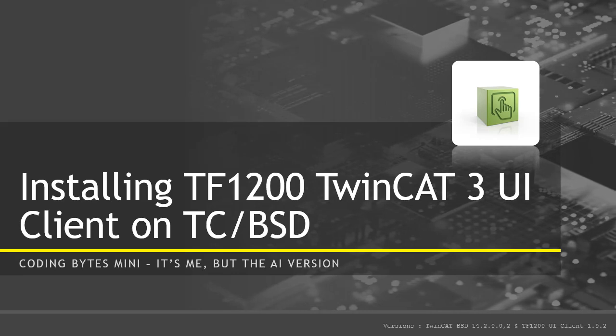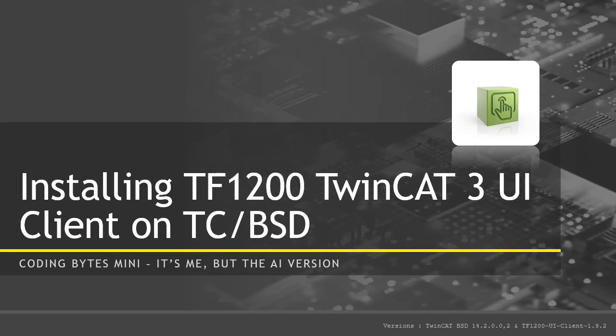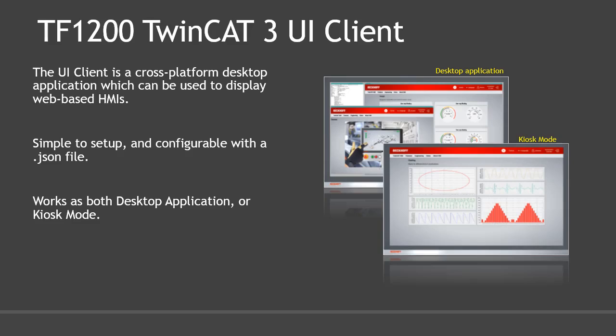Today we will be installing TF1200, the TwinCAT 3 UI client on TwinCAT BSD. The TwinCAT UI client is a cross-platform desktop application and can be used to display web applications such as the TwinCAT HMI. This replaces the need to install third-party web browsers on the system such as Edge, Chrome or Firefox. The UI client is simple to set up and configurable with a JSON file. It is possible to configure the UI client to work as either a standard desktop application or a full-screen kiosk application, which is best suited to machine HMIs.